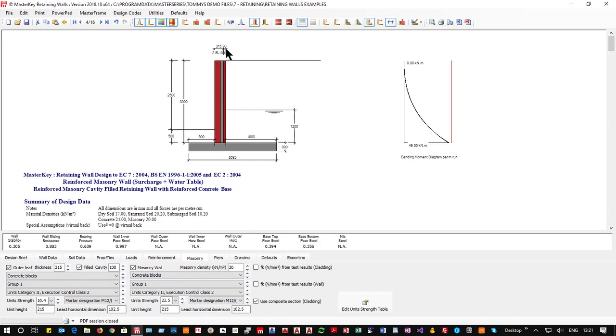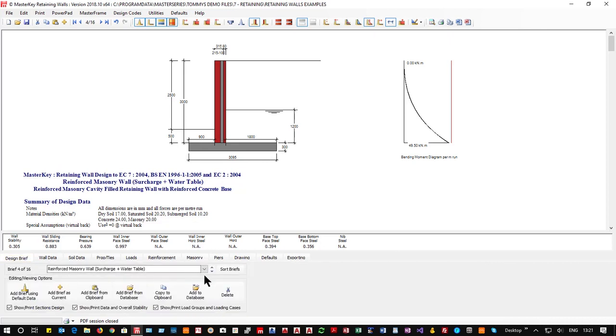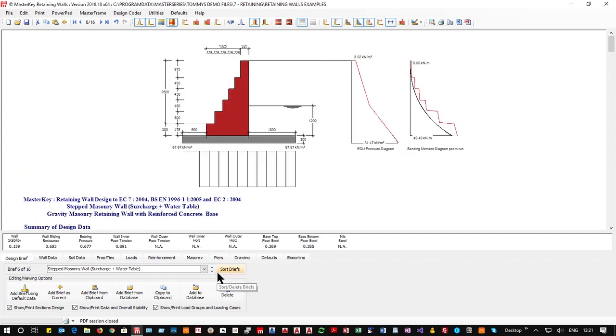So that's all the basics covered. What we want to do now is look at the fun and games. So what have I got next? We've just done a reinforced masonry. Stepped. I've just done it for you. You can see here this is quite an extensive degree of stepping.